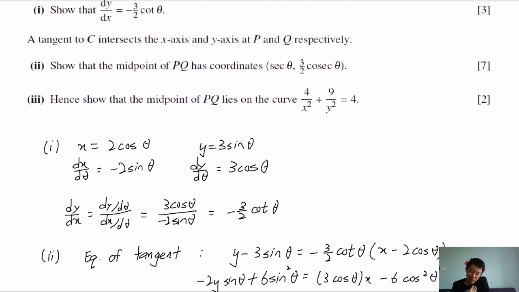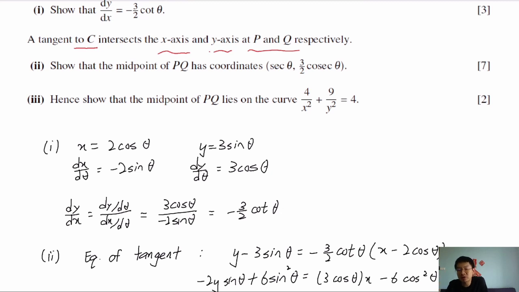Okay, so second part, a tangent to C intersects the x-axis and y-axis at P and Q respectively. So in this case, they say we have a tangent line. This tangent line intersects the x and y axes at P and Q. What happens here is that P and Q are the x and y intercepts of this tangent line.